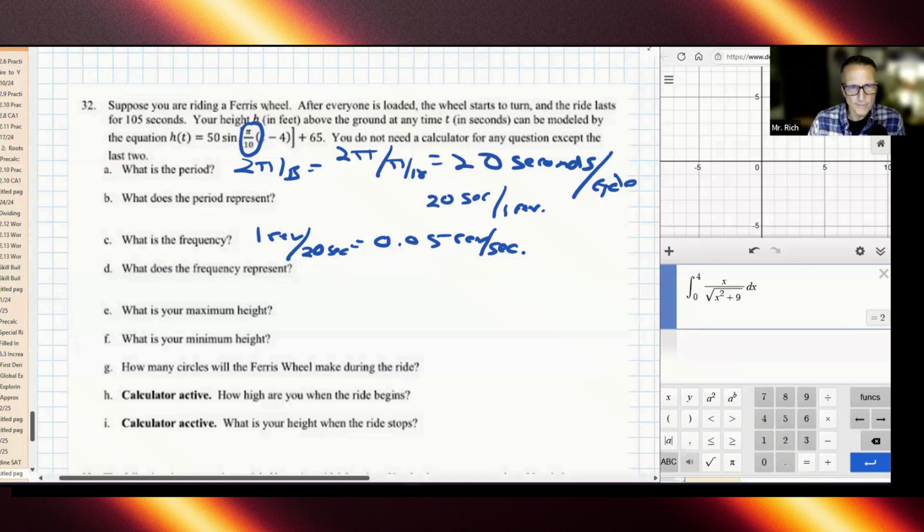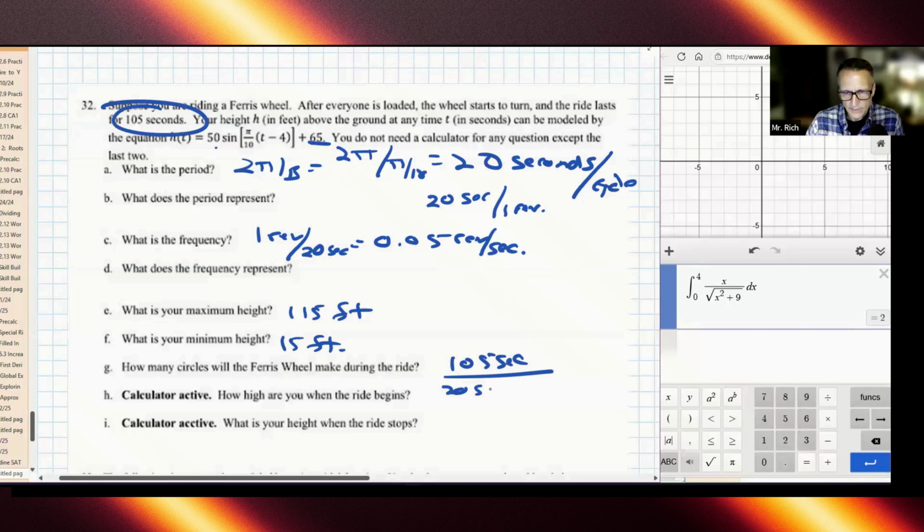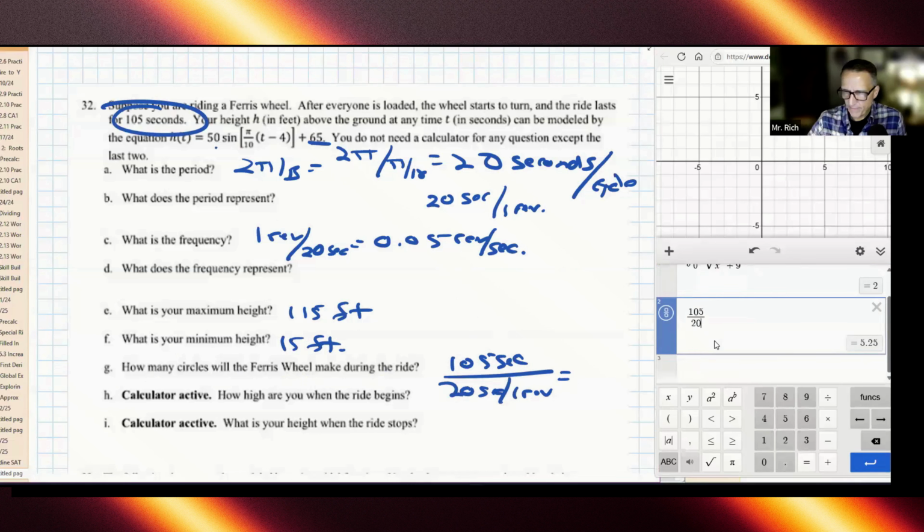What's the maximum height? Well, the maximum height is going to be the midline plus 50. So that's going to be 115 feet. The minimum height will be the midline minus the amplitude, 15 feet. How many circles will the Ferris wheel make during the ride? Well, the ride lasts for 105 seconds. So I would take those 105 seconds and divide it by the fact that it takes 20 seconds per 1 revolution. So 105 divided by 20 is 5.25. It's going to do 5.25 revolutions.